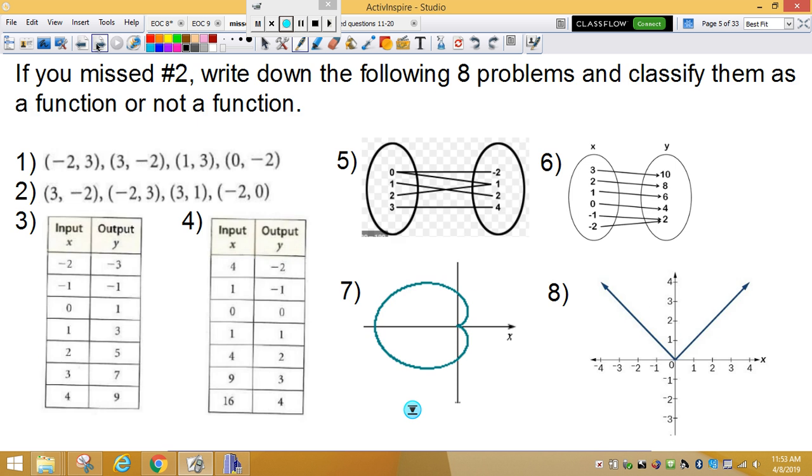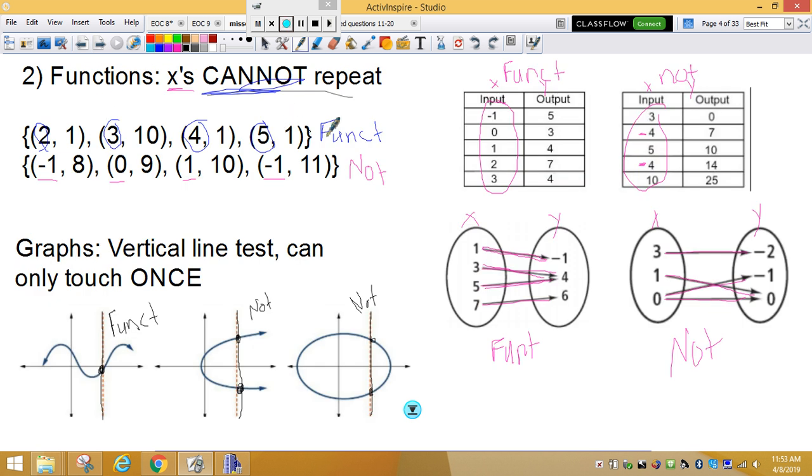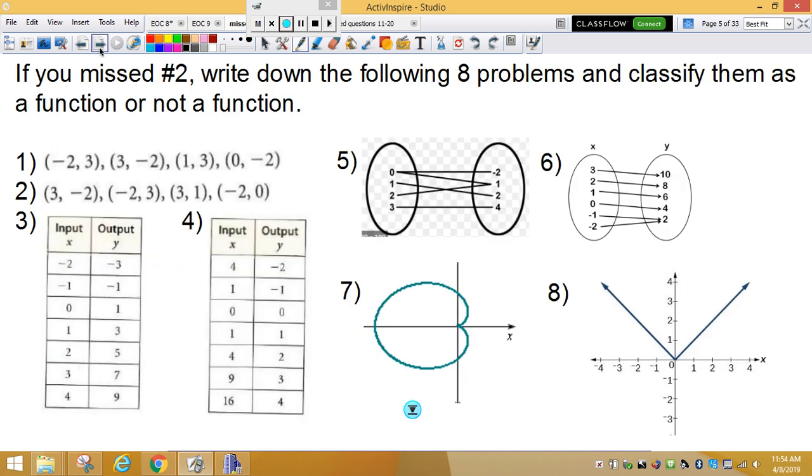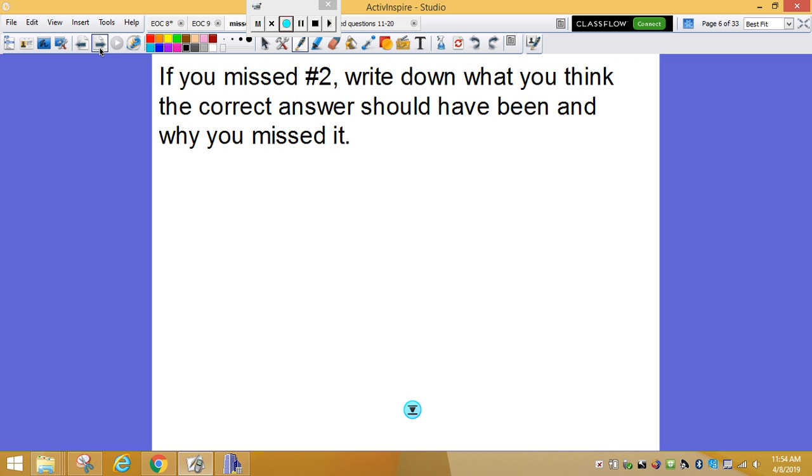So, if you missed number 2, you need to write down these following 8 problems, and you need to classify them as a function or not a function. So just like I did these, you need to write down the problem and then write function. Write down the problem, write not a function if it's not a function. Okay, so you need to do these 8 problems, and then you need to write down what you think the correct answer should have been on the test and why you think you missed it.